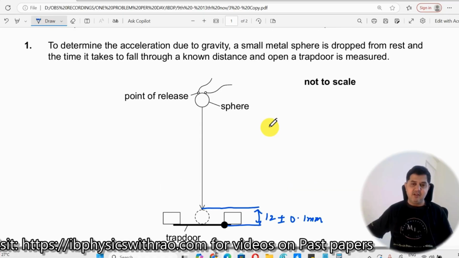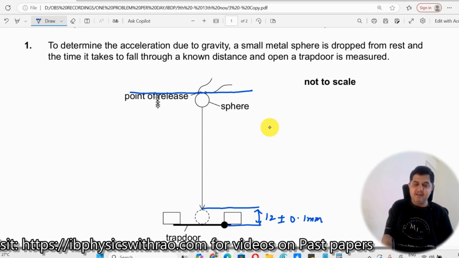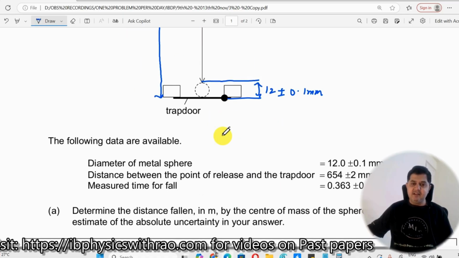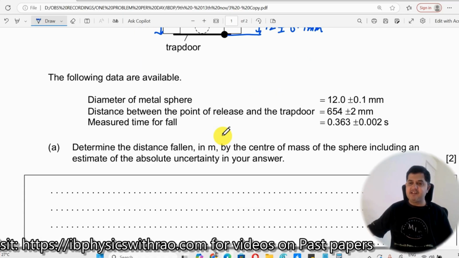Point of release. See, don't take the point of release here. Take from here. This is your point of release to the trapdoor. Okay, so I'll write it. The point of release to the trapdoor. So this distance is seen to be 654 millimeter. Then the measured time of fall is seen to be 0.363 plus or minus 0.026.